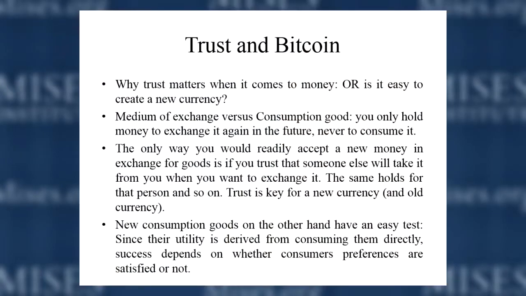So think of a medium of exchange versus a consumption good. A consumption good means anything that you would consume, like a meal or a car. When you drive your car, you're consuming the car; you live in the house, you consume the house, right? A medium of exchange is completely different. You only ever buy and hold on to a medium of exchange because you know that somebody else will take it from you and give you goods for it, right? So think of how difficult it is for a new currency. Nobody's ever heard of this thing, right? Everybody already has their own money, okay?